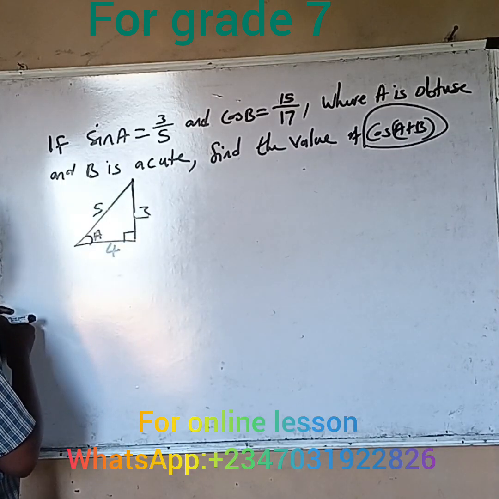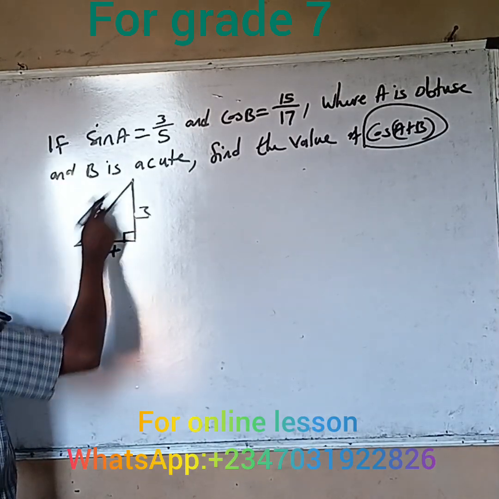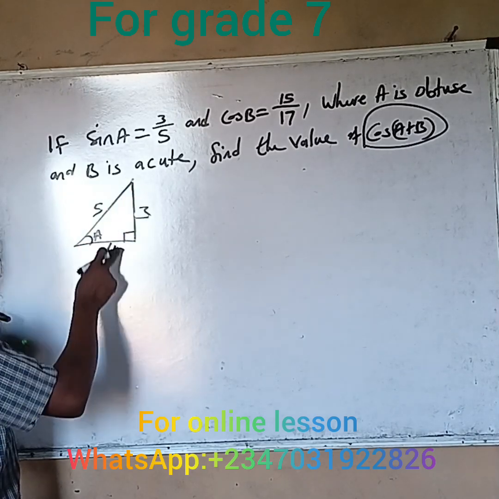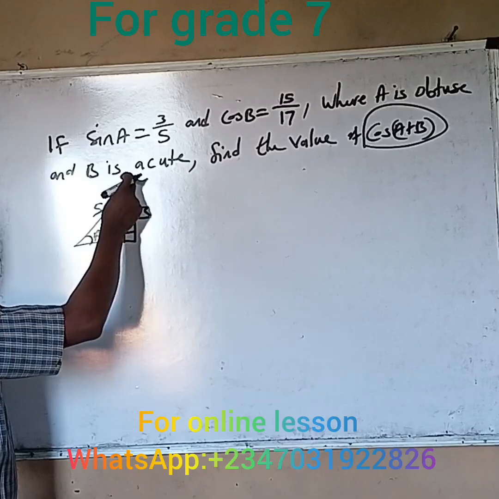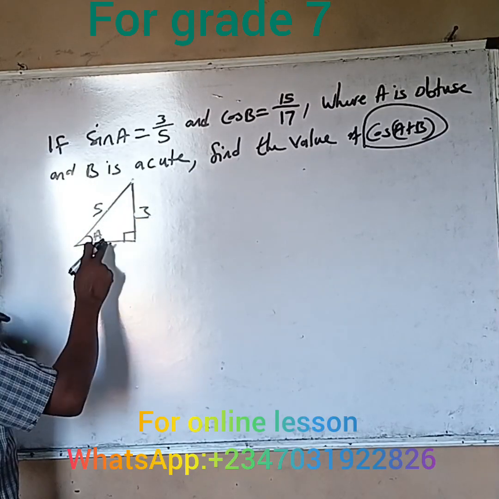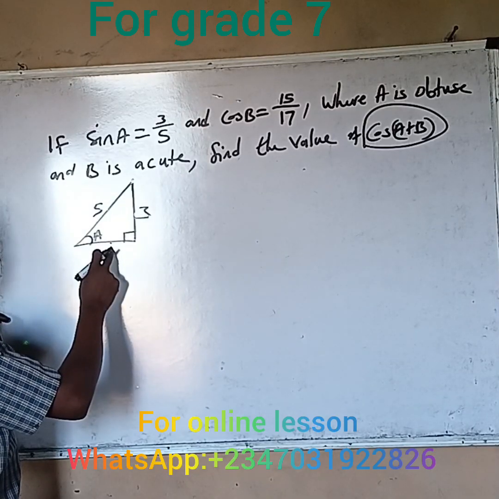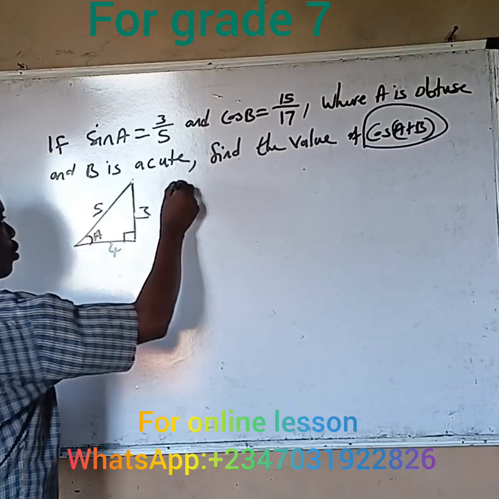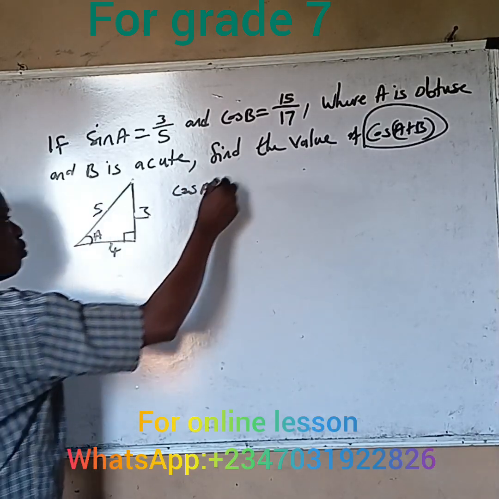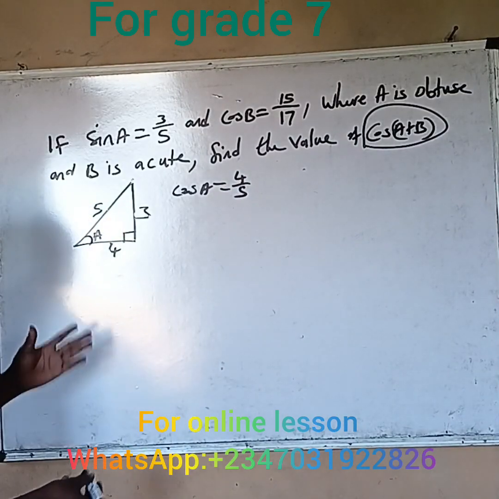I don't need to explain that again. You already know Pythagoras theorem: in a right angle triangle, the square of the hypotenuse is equal to the sum of the squares of the two other sides. Since we need the third side, just say 5 squared minus 3 squared. That is 25 minus 9, and the square root of 16 is 4. So cos A will now be adjacent over hypotenuse, which is 4 over 5. You can use this method to get your cos A.